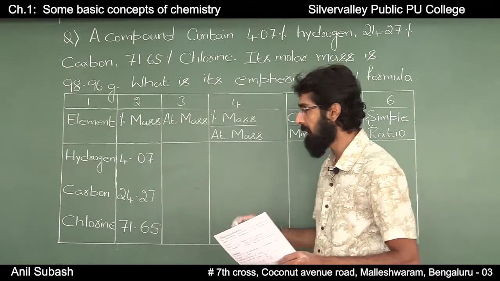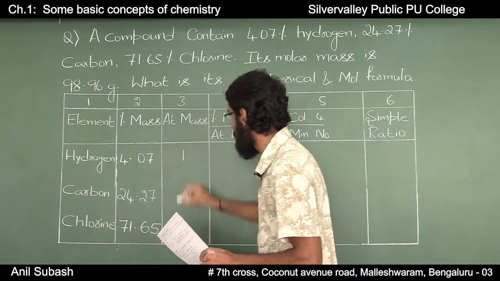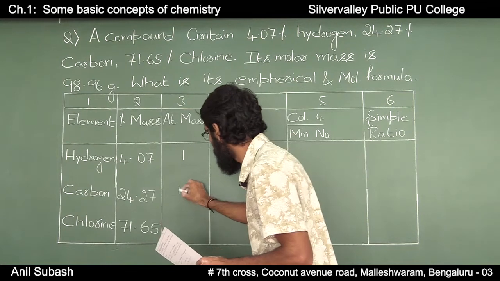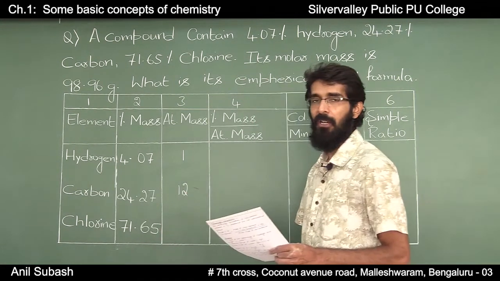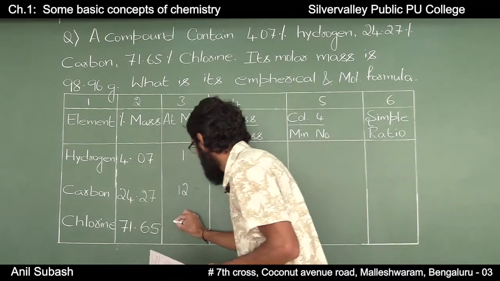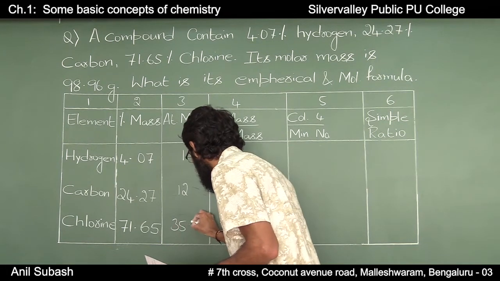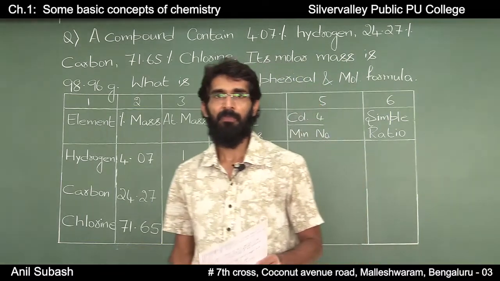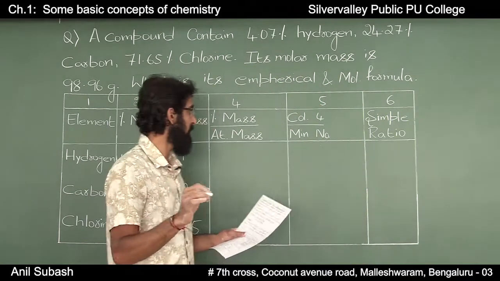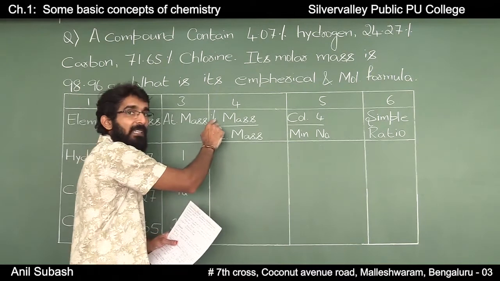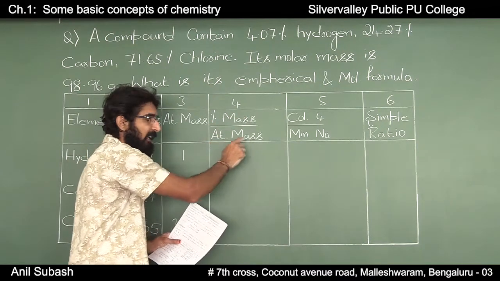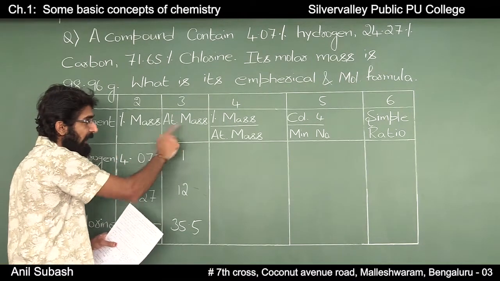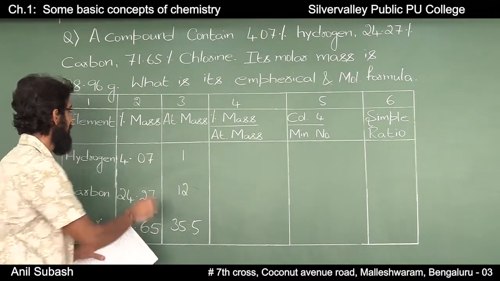And in the third column, you are supposed to mention the atomic masses of those elements. We all know that atomic mass of hydrogen is 1 AMU, atomic mass of carbon is 12 AMU and atomic mass of chlorine is 35.5 AMU. And in the fourth column, you are supposed to divide the percentage mass by atomic mass. That is, column 2 is divided by column 3.